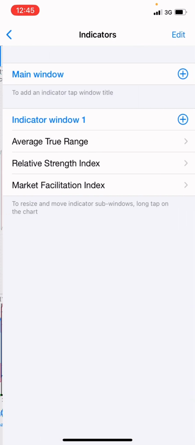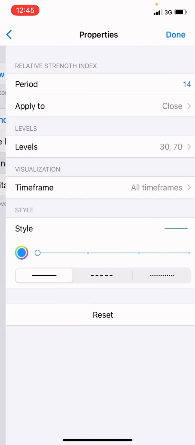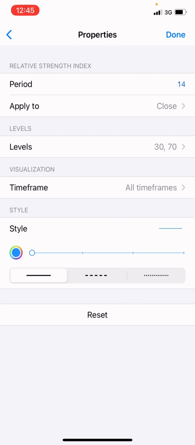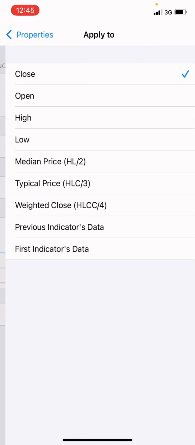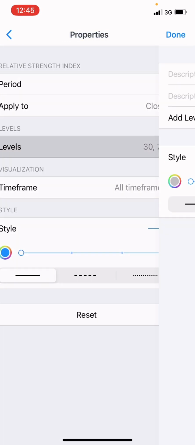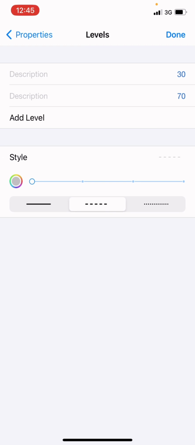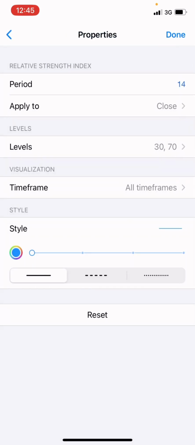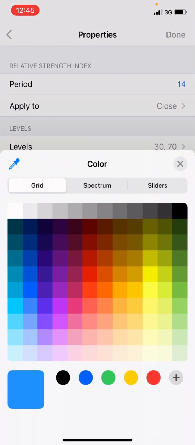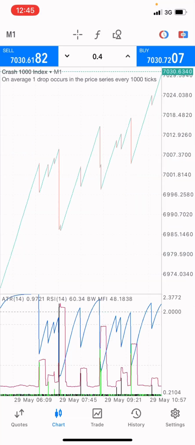Then the relative strength index, you use period 14, you apply to close. Then the levels, you put on levels. The first level is going to be 30, the second level is going to be 70. Then you choose the style 1 pixel. The color of the style is going to be blue, but you can choose any color of your choice. As you can see, I'm using blue right now. Then after that, you click on done.